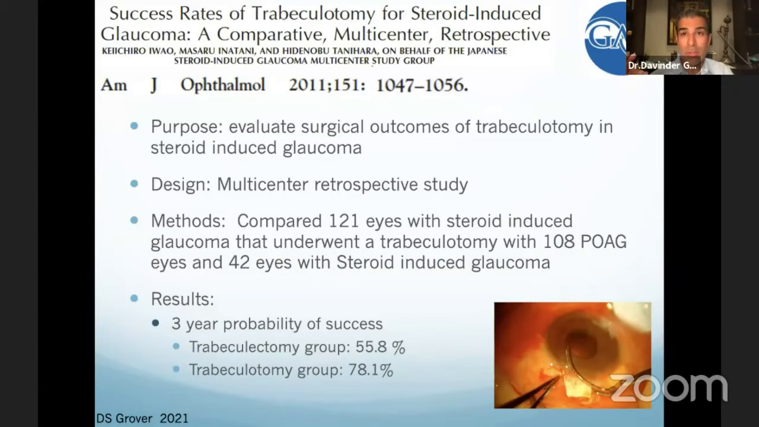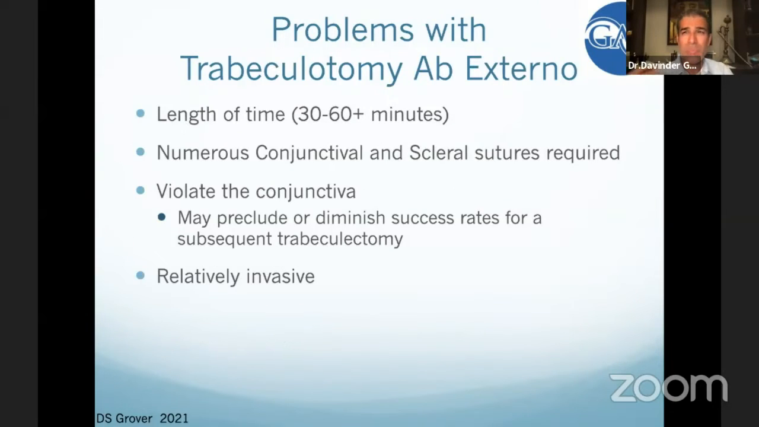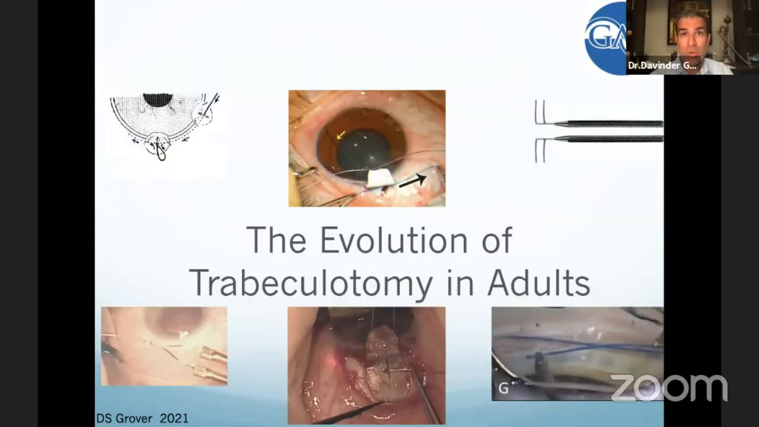When you look at trabeculotomy for the treatment of steroid-induced glaucoma, it has actually been shown to be more successful than trabeculectomy. And this study shows that the more of the angle you open up, the greater the success rate is. But what's the problem with the traditional ab externo trabeculotomy? It requires a lot of time, conjunctival incisions, and it may preclude further success of other incisional glaucoma surgeries.